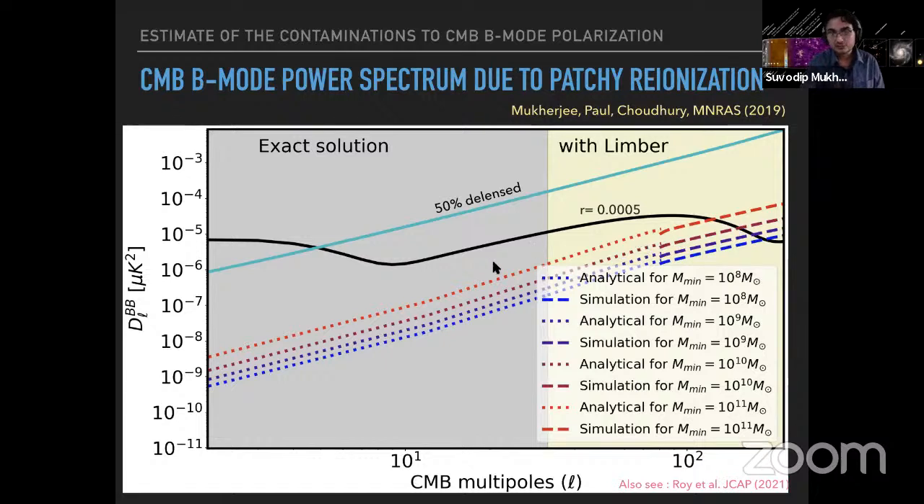What you can see for tensor to scalar ratio r of 5 times 10⁻⁴, if this is my usual signal I expect, shown in black, and this is my lensing signal after 50% delensing, what you find is that around l of 100 and above, depending upon your reionization history, the secondary B mode polarization can become important over the primary CMB. Of course, lensing is a contamination here, but this is the main signature which you would expect. The interesting part is that this typical scaling with l is typically fixed for different reionization history.